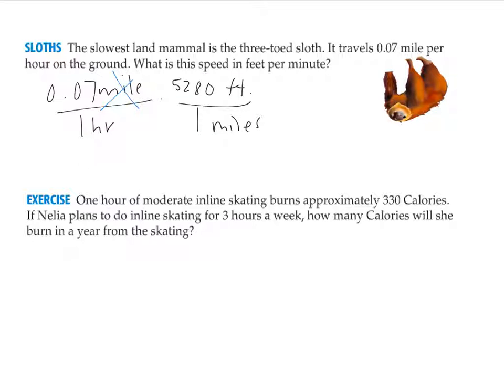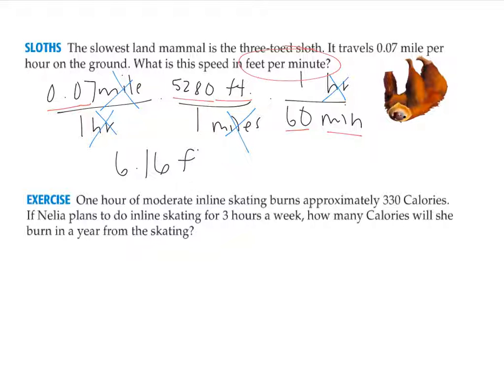So now I know miles would cancel out with miles there, and now I need to go from hours to minutes. So hours needs to be in the numerator, minute in the denominator, and this is really easy. We know 1 hour is 60 minutes. So now the hours cancel out, and my ending units would be in feet per minute, which is what we want from the question. So now I'll multiply 0.07 times 5,280 and then divide by 60, and I get about 6.16 feet per minute.